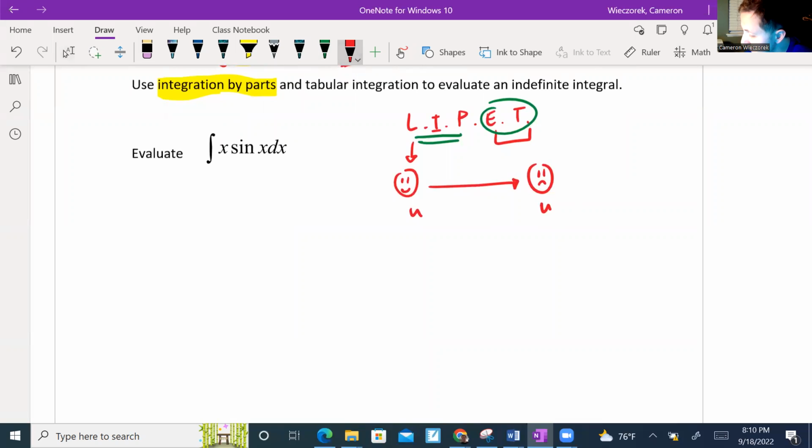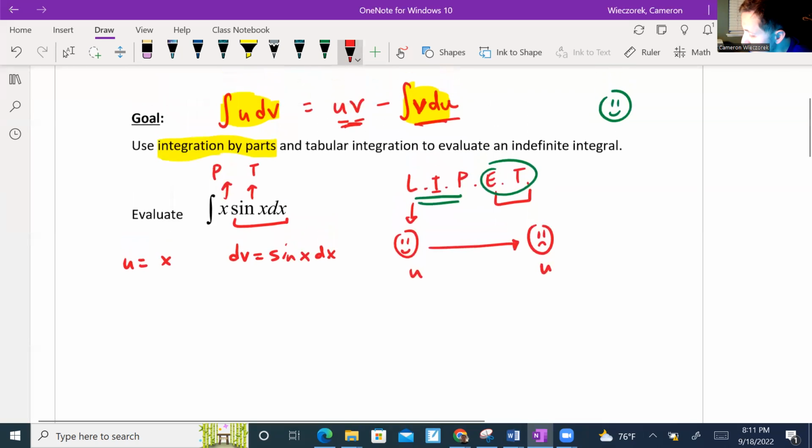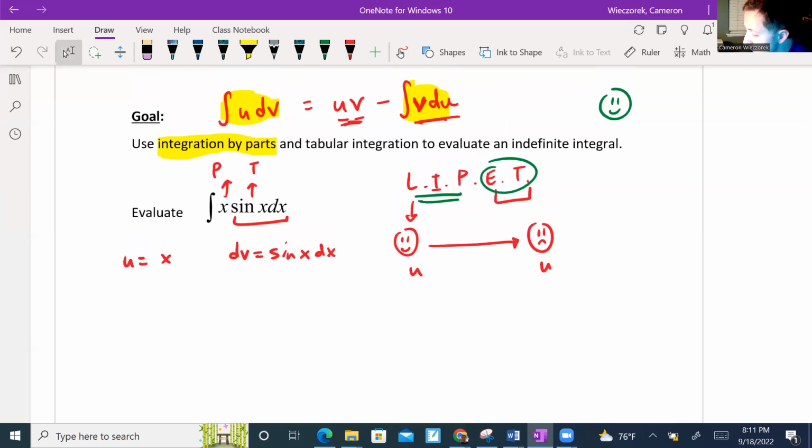So in this problem, my two parts are an x and a sine of x. The x falls under the polynomial category and the sine of x falls under the trig category. So based on my little acronym, I'm going to let my u equal x. Therefore, I'm going to let my dv equal the remaining part. That's why we call it integration by parts. Sine of x dx. According to my rule, I need u times v minus the integral of v du. So I am going to need a du. If u is equal to x, that means that du would equal dx.